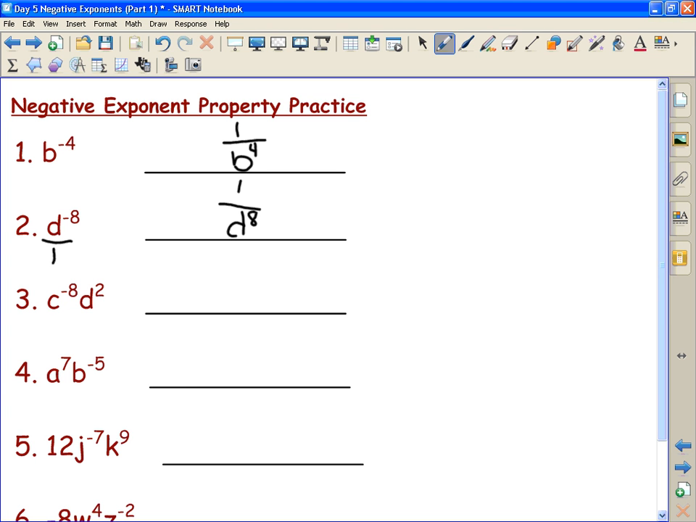Now in number 3, we have to start thinking a little bit more. Who is the person that really is unhappy here? It's the c. The c has the negative exponent. So the only person that's going to move to the bottom is the c. The d is going to stay right where he is. So d to the 2nd over c to the 8th. Same thing happens on number 4. The only guy that's unhappy there is the b. So the b is the guy that's moving to the bottom. The a stays on top.